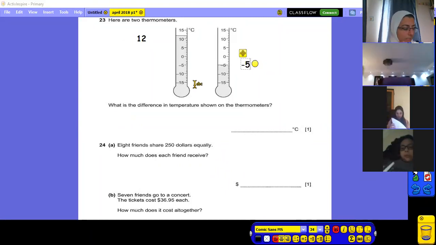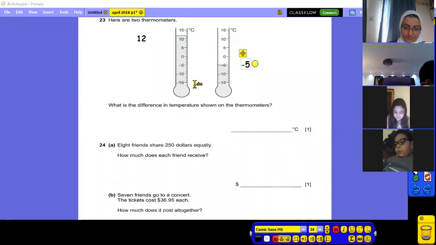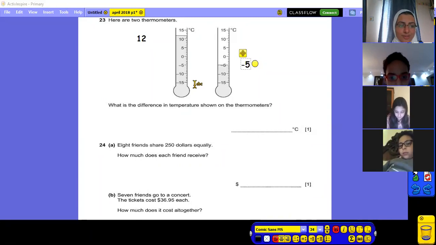So let's go quickly, guys, to the question number B. Seven friends go to a concert. The ticket costs $36.95 each. How much does it cost altogether? Again, in this question, you have to show me your answer. What's the answer? Hopefully you did it without calculator, guys. Akram, did you do it with calculator or without?